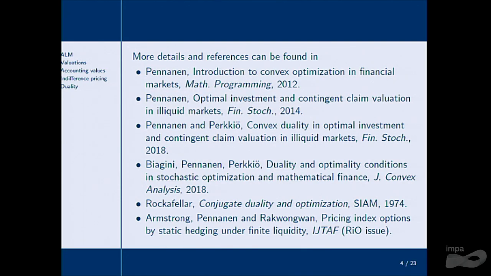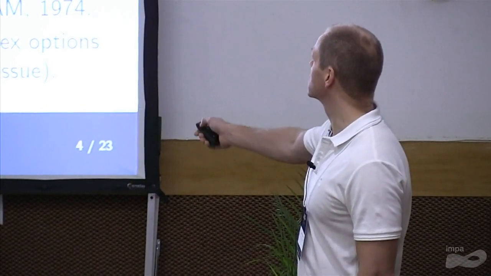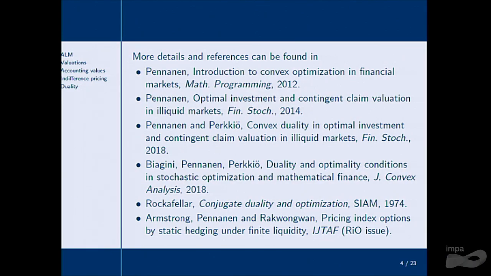But anyways, here's a list of references if you're interested in more background and the details of the proofs. There's an earlier paper which I presented in the International Symposium on Math Programming some years ago. Then this paper here is a fairly simple one. It develops the ALM theory and the pricing theory in a discrete finite time setting with illiquidity effects. No duality there. The duality of that model is developed in this one that I briefly mentioned. It should be coming out in Finance and Stochastics soon.